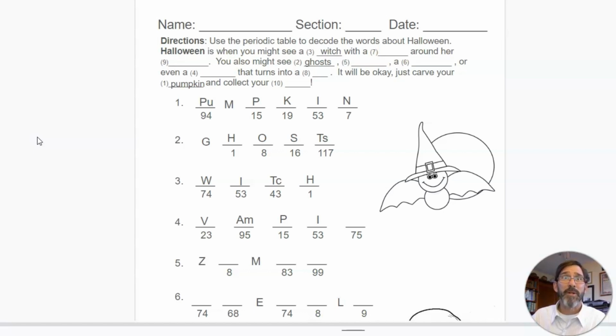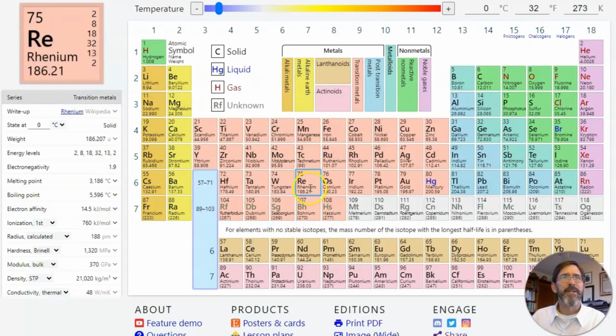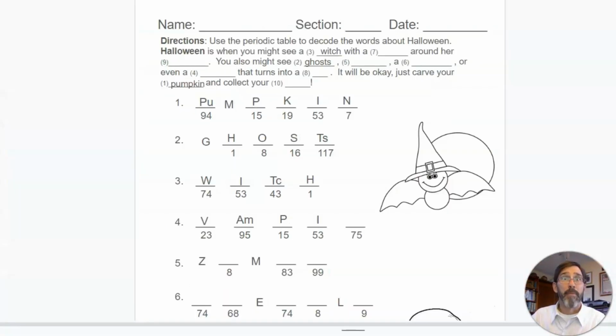Last atomic number for this word, number 75. Number 75 is in the center of the transition metals. That would be rhenium, capital R, lowercase e. Above number 75, go ahead and write in a capital R with a lowercase e, and you have created your fourth word. And that fourth word is vampire. Don't forget to go back up at the top of your paper and enter the word vampire for number 4.